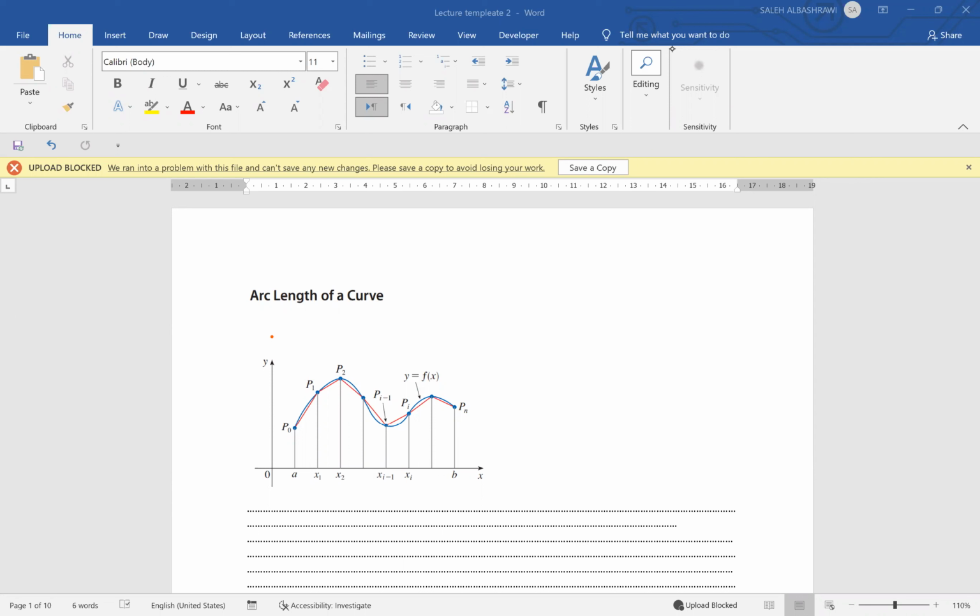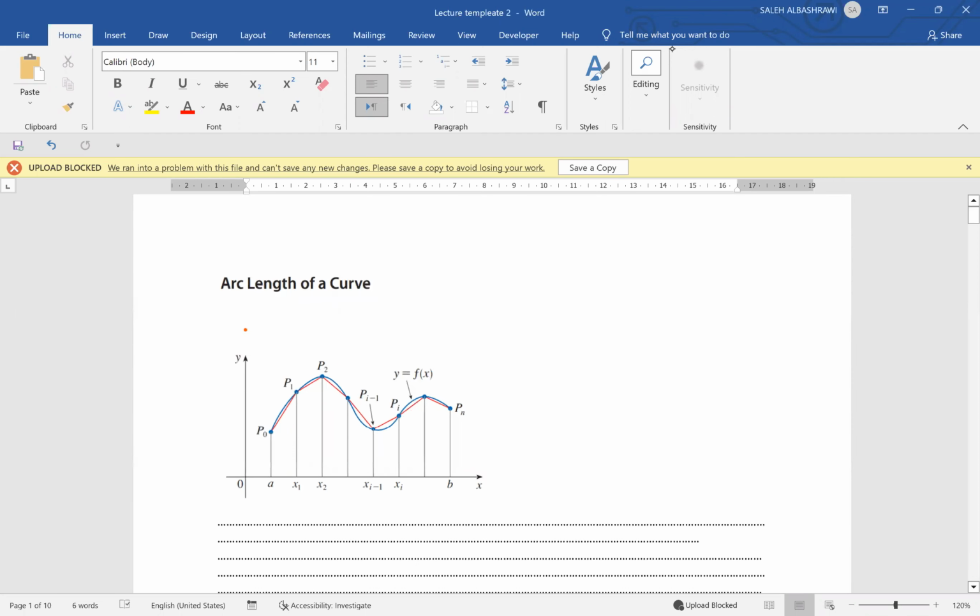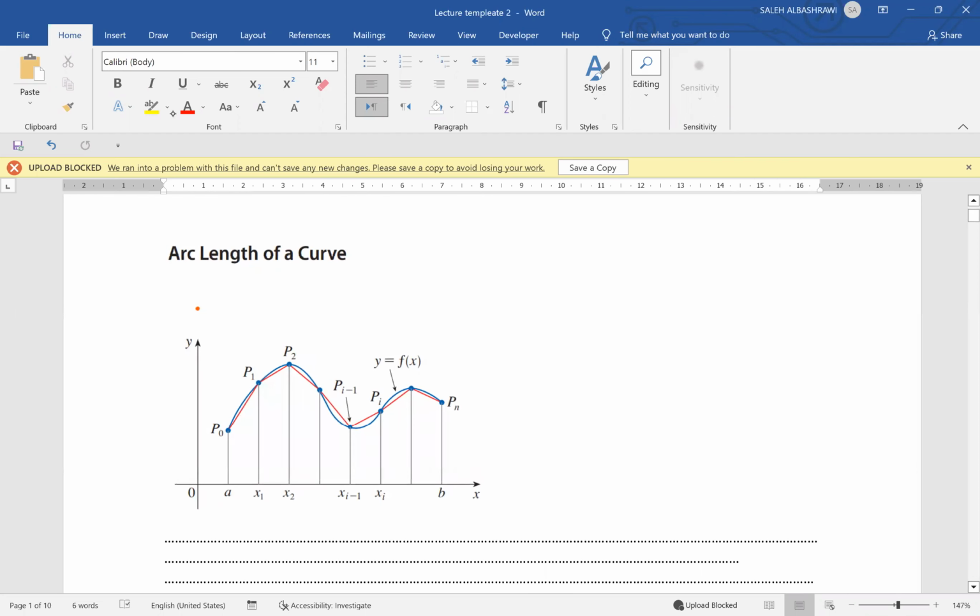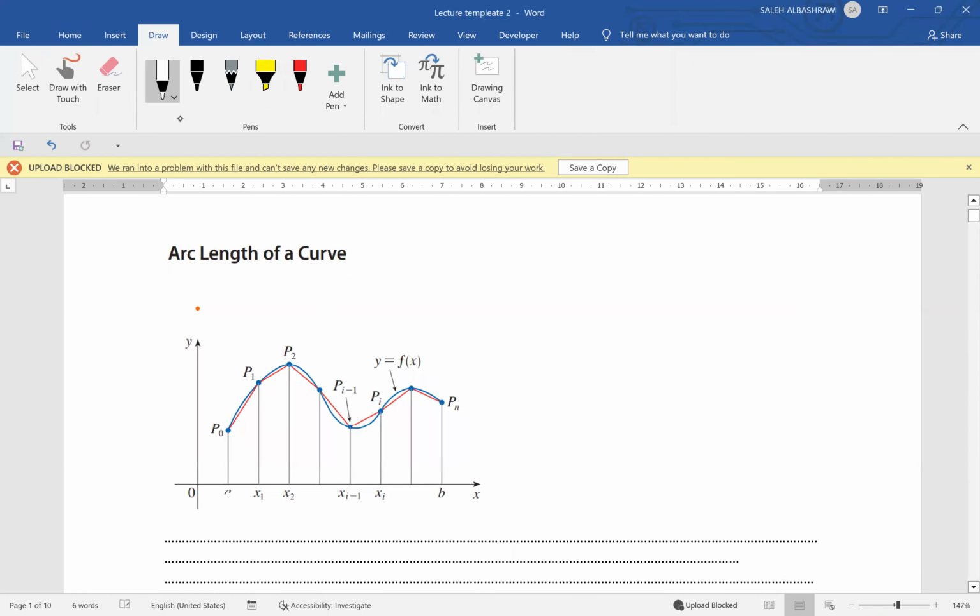As we did before for finding the area, we can estimate the length of the curve. To estimate the length of the curve, we can partition the interval between a and b into small subintervals, x1, x2, up to x sub n, and we connect any two points by a straight line. Let's say B0 and B1 is a straight line. So we can find the length of this segment.